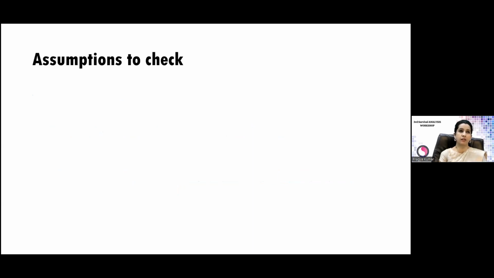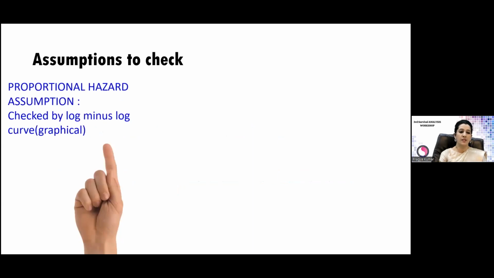Now, here also there are assumptions which we should check. So the first assumption is the proportional hazard assumption. There is one problem in Jamovi that you cannot check this assumption, because it is usually checked by the log minus log curve, and in that interface that option is not there. So you can check it in SPSS.